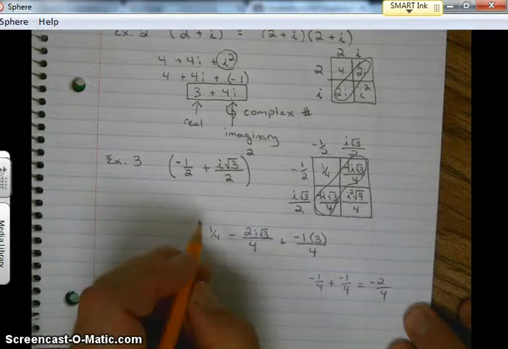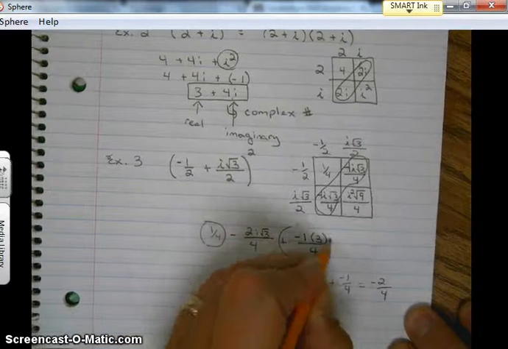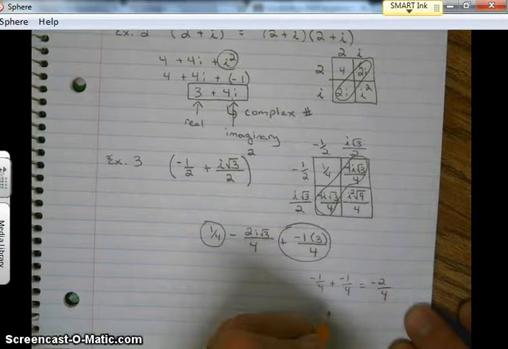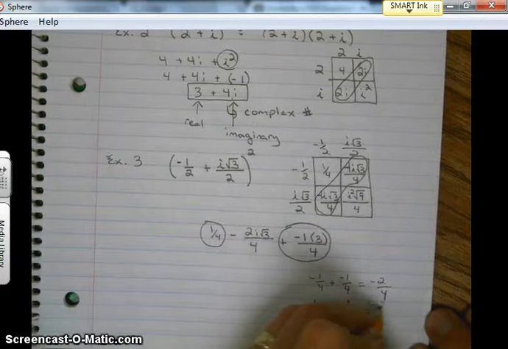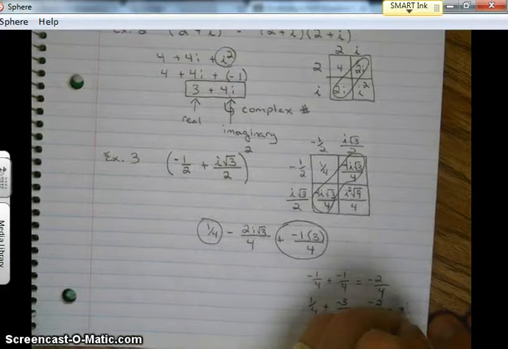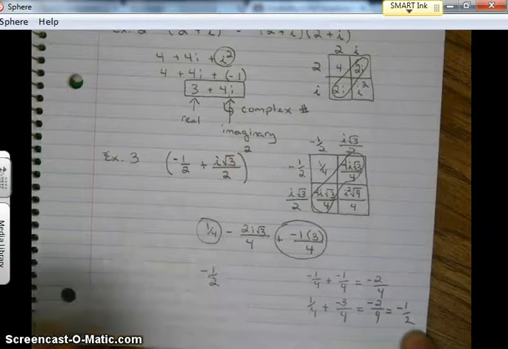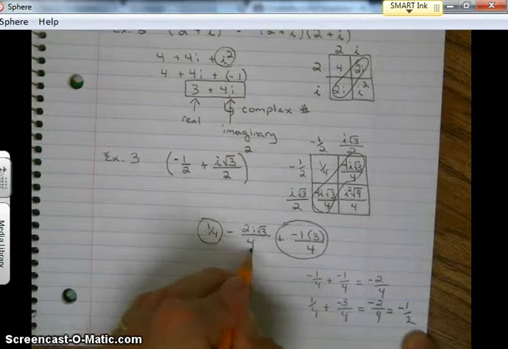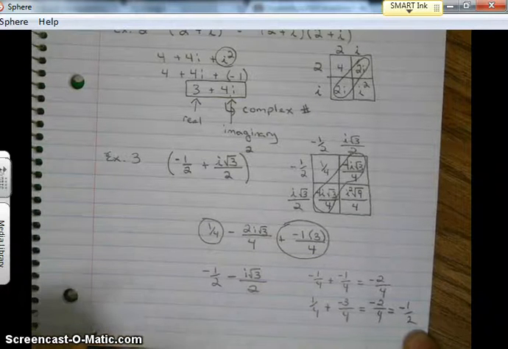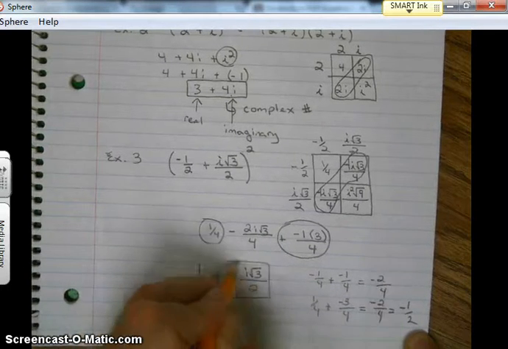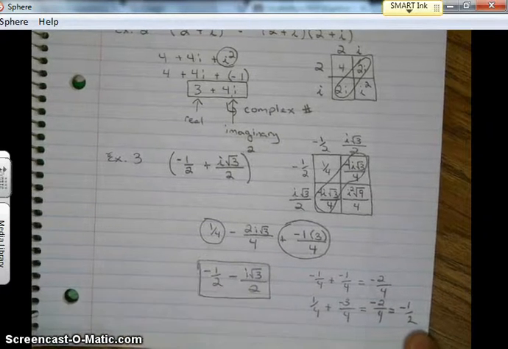Okay? So what we have here is we have 1/4 plus negative 3/4. So 1/4 plus negative 3/4 is negative 2/4, which reduces to negative 1/2. So these two make negative 1/2, minus 2/4 reduces to 1/2 I radical 3. And there's your answer. And this is a complex number. This is the real part. This is the imaginary part. This is your complex answer.